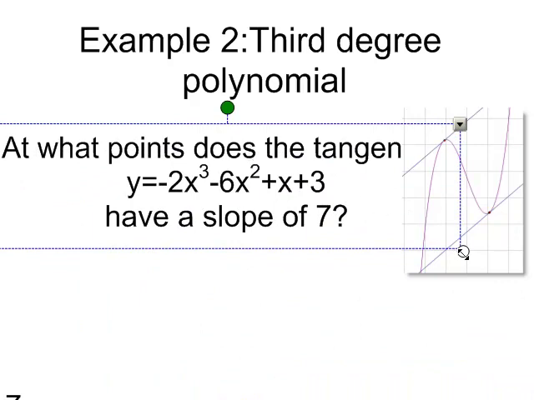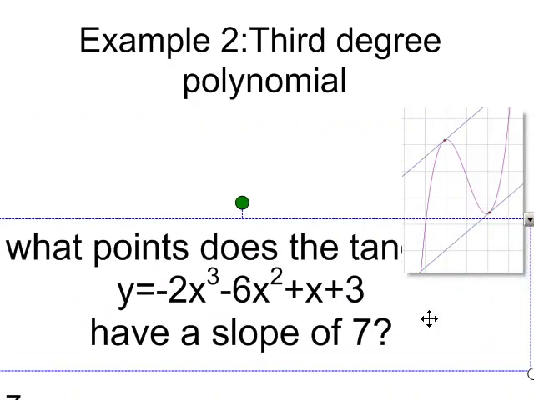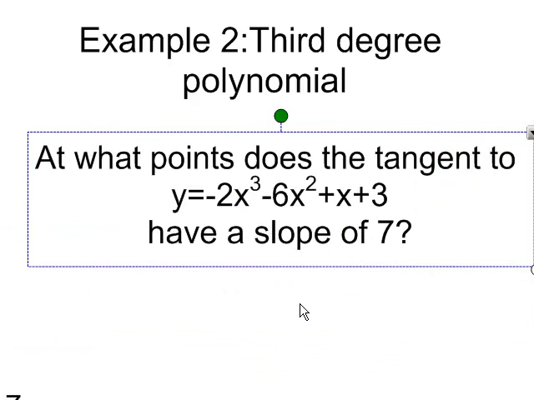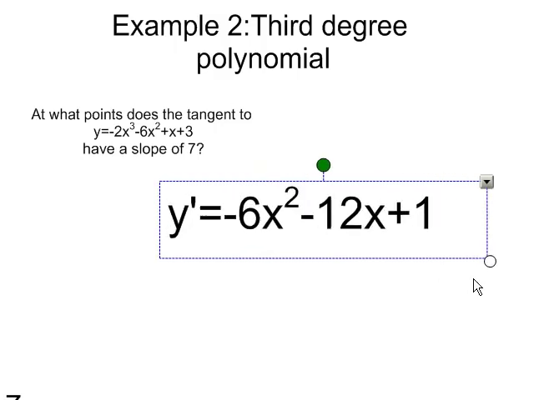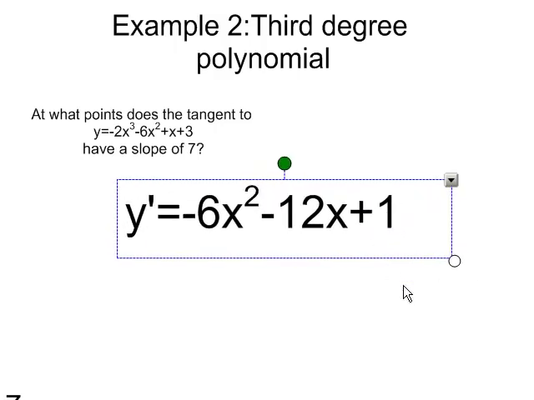Here's our example. At what points does the tangent to y equals negative 2x cubed minus 6x squared plus x plus 3 have a slope of 7? Now we're going to proceed much the same way we did before. I'm going to be using my power, my sum, difference, and constant rules to come up with the derivative. And in this case, it's y prime equals negative 6x squared minus 12x plus 1.